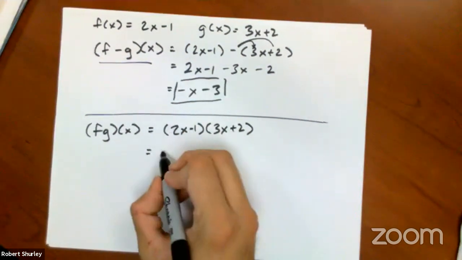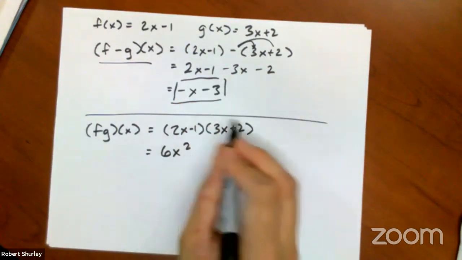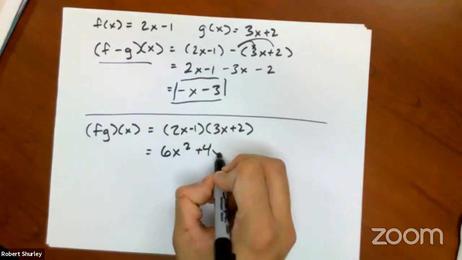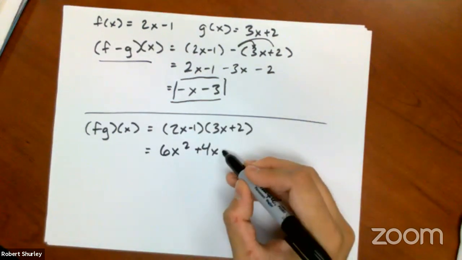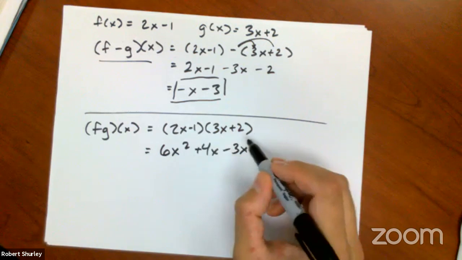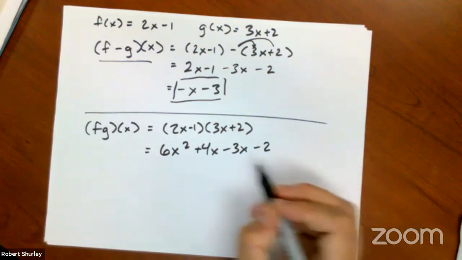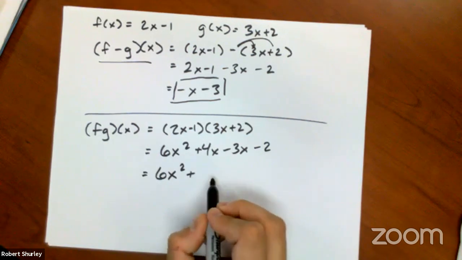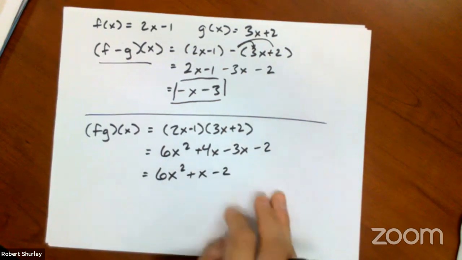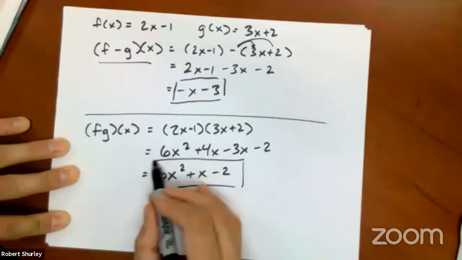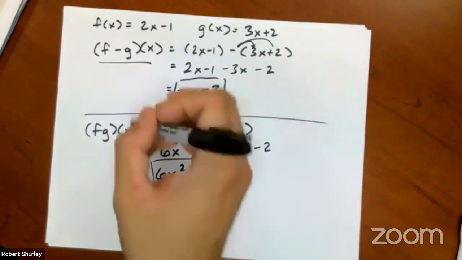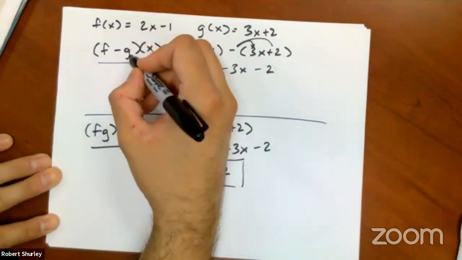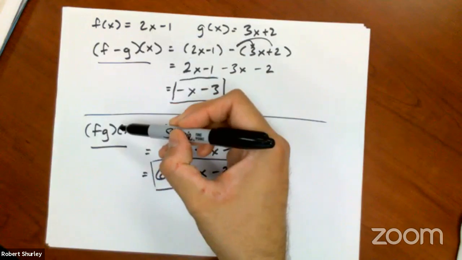So 2x times 3x, that's 6x squared. 2x times 2, that's 4x. Negative 1 times 3x, that's minus 3x. And then negative 1 times 2, that's negative 2. So we wind up with 6x squared plus x minus 2, right? Again, no big deal. Again, so mainly this is the notation. So this is subtraction. This is multiplication.